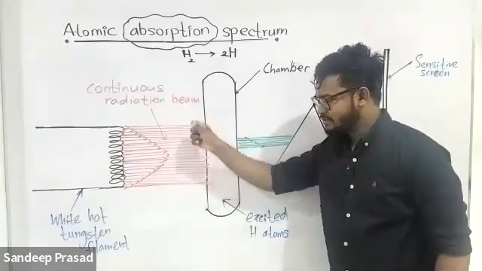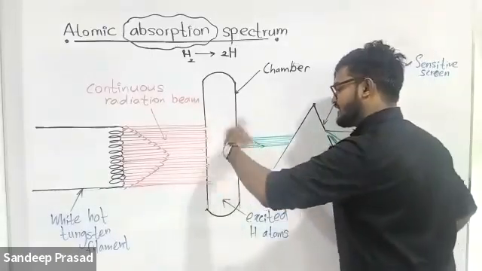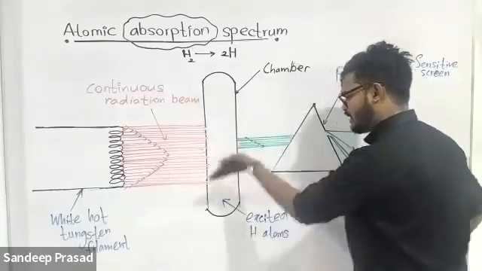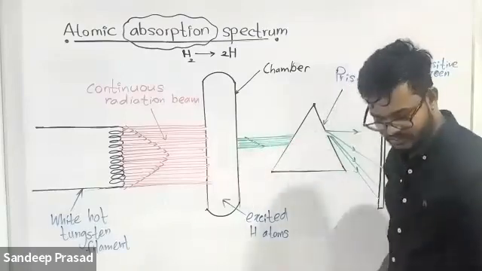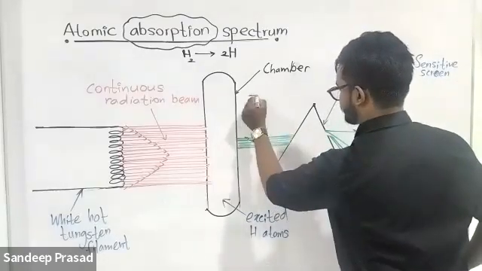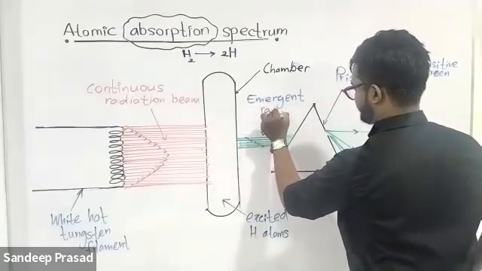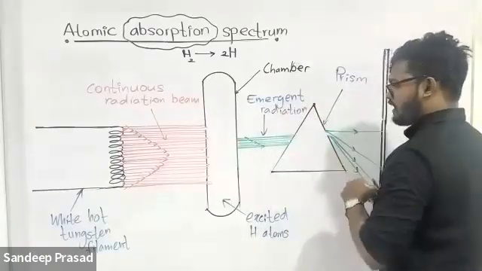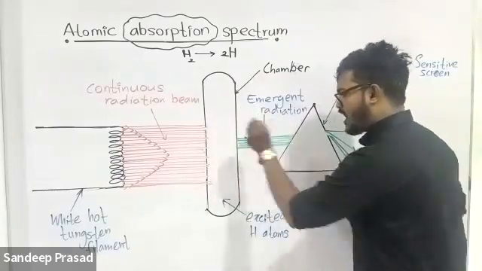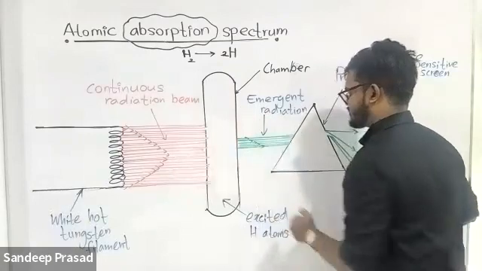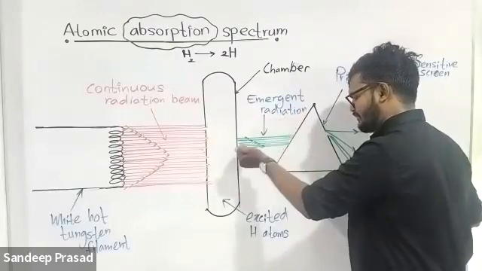This continuous energy radiation beam is going through the chamber. Now, some of the energy radiations are absorbed by the hydrogen atoms. Now, you can see from the other side some kind of emergent radiations, right? So we can name this as emergent radiations. Emergent means actually emitted radiations. After some of the energy radiations emitted by this white hot tungsten filament are absorbed by the hydrogen, some emergent radiations are coming through the other side.